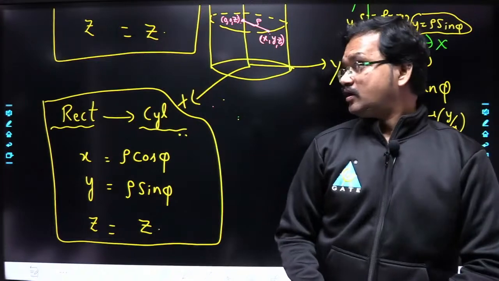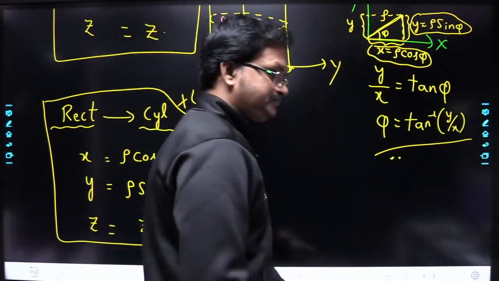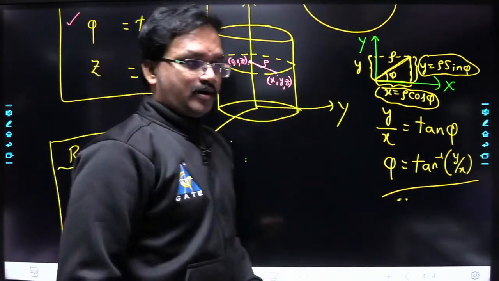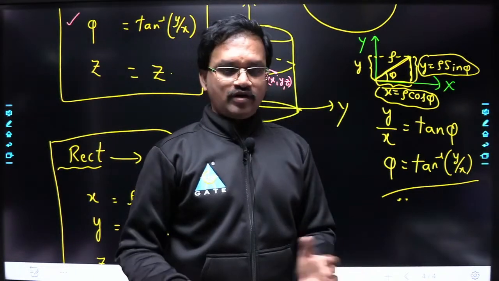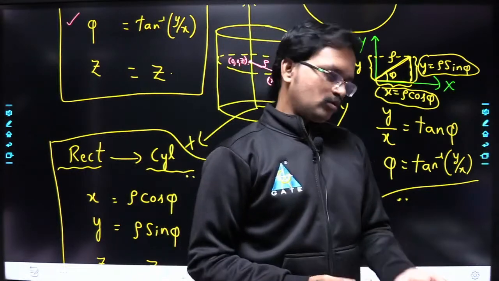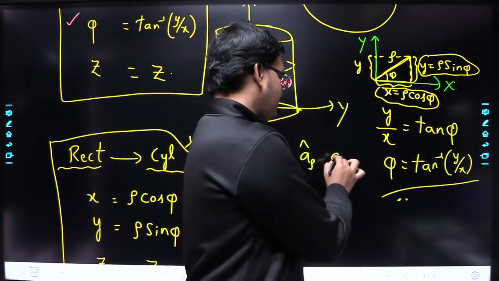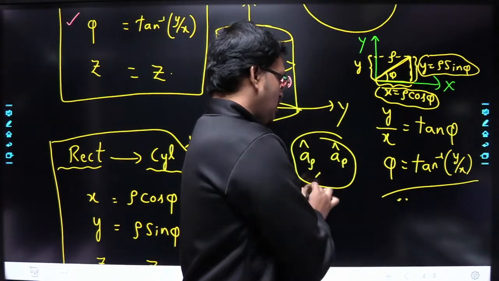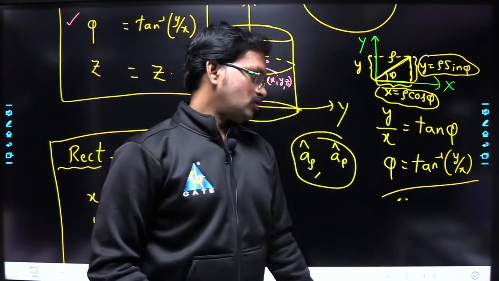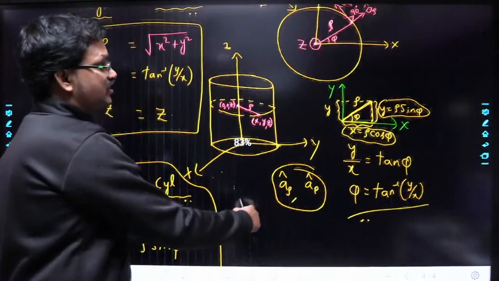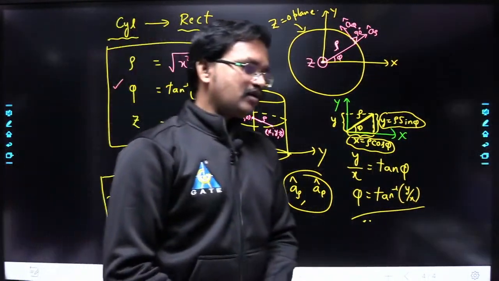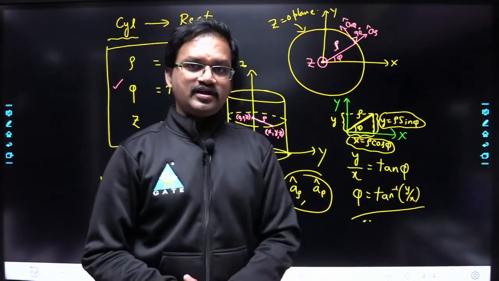Okay. So next we have to see the differential areas, how to form the differential areas and the differential volume, and also how to represent the unit vectors a rho, a phi and all these things. Understood? Time will not be sufficient to complete all this today. Almost 70% of the cylindrical coordinate system is completed. Only 30% remains, so we can cover that in the next session, tomorrow.